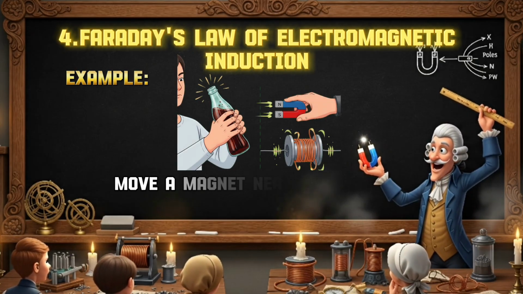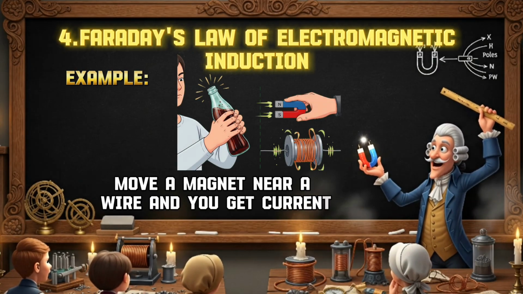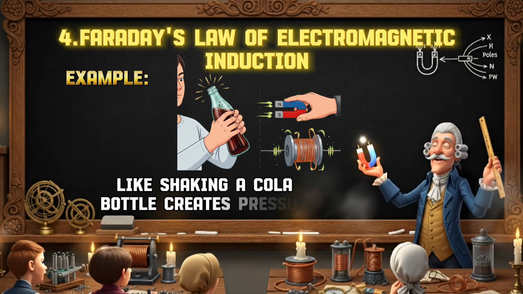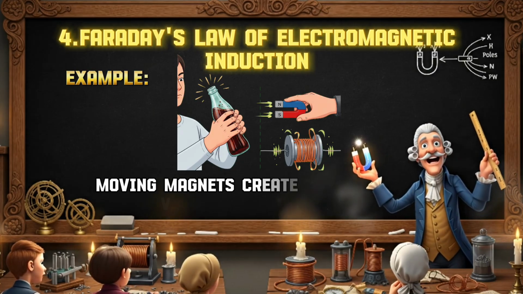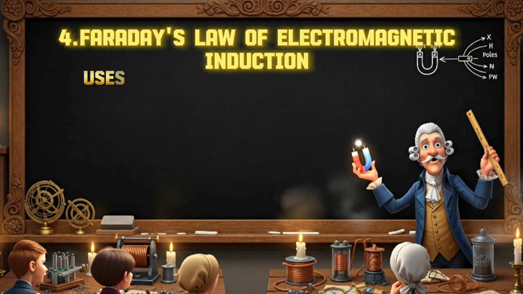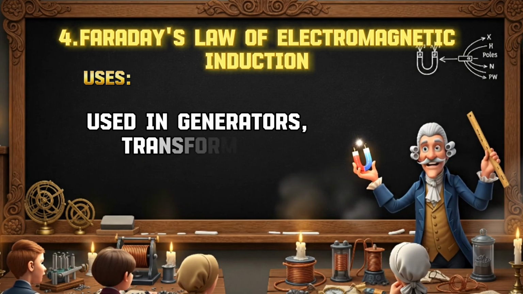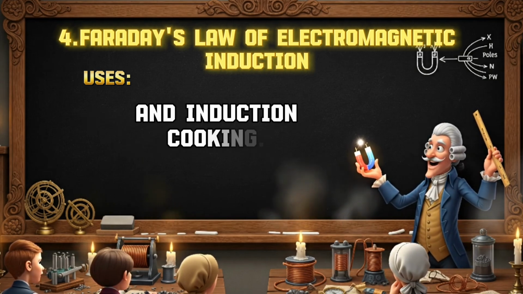Example. Move a magnet near a wire and you get current. Like shaking a cola bottle creates pressure, moving magnets create voltage. Uses. Used in generators, transformers, and induction cooking.